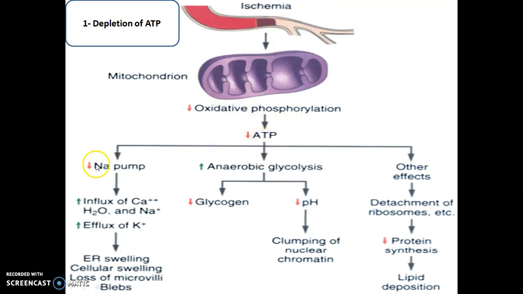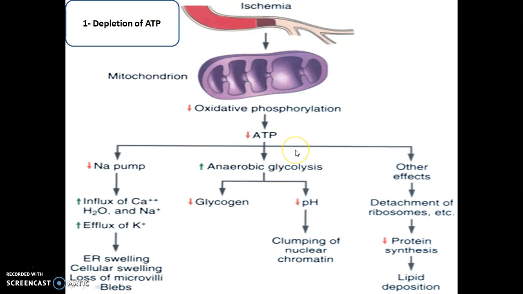Because of decreased ATP formation, there is failure of the sodium potassium pump, and there is influx of calcium, water, and sodium inside the cell, and efflux of potassium out of the cell. This results in endoplasmic reticulum swelling, cellular swelling, loss of microvilli, and bleb formation.